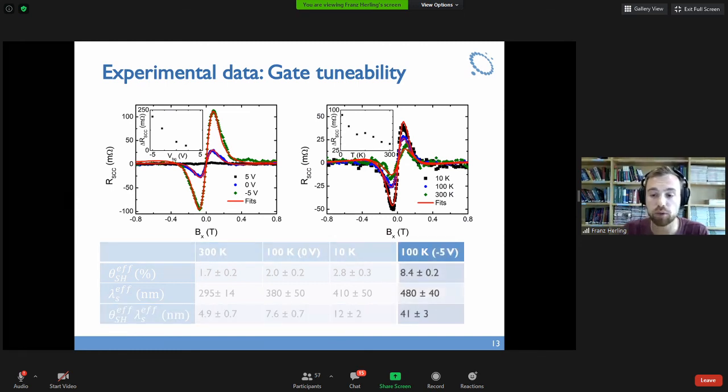And the second thing I want to point out is that the reason we can control and amplify the signal with the gate voltage is actually the control of the spin Hall angle with the gate voltage. So we can see that at -5 volt, it increases by 400% up to 8.4%. And with this large spin diffusion length, we actually get a theta times lambda product of up to 40 nanometers, which is now two orders of magnitude larger than, for example, in platinum systems or heavy metals, and even larger than in the topological insulators that have been shown in this session.